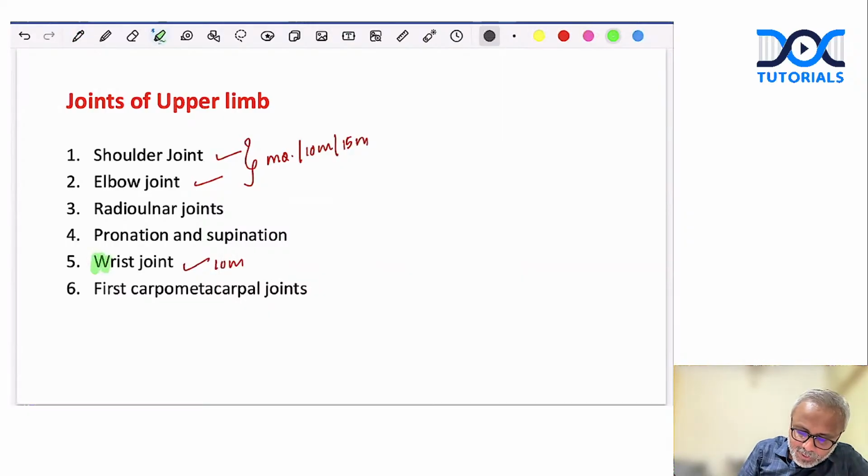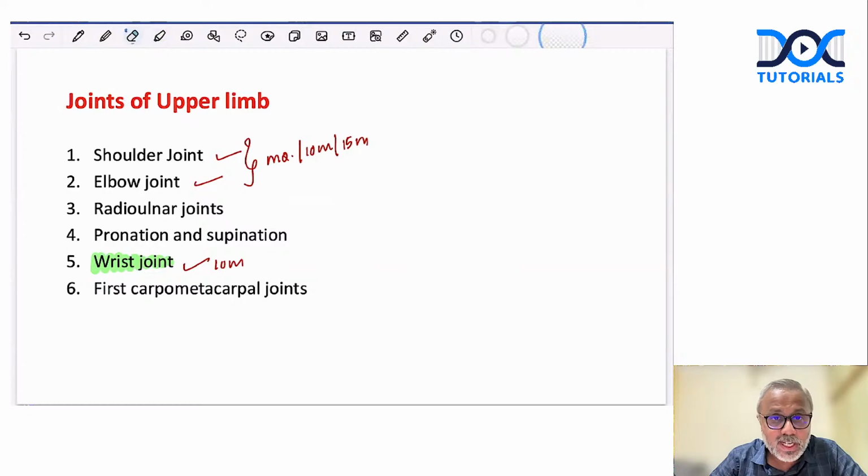I still remember one of the instances in which the wrist joint was asked as a 10 marker question in RGHS, if I'm correct. So very rarely we expect a question on the wrist joint as a long essay, right? But this has been asked. And as I keep saying, if we miss a topic which has been previously asked, then it's a crime, right? So please be prepared for the shoulder joint, elbow joint, and wrist joint for long essays.